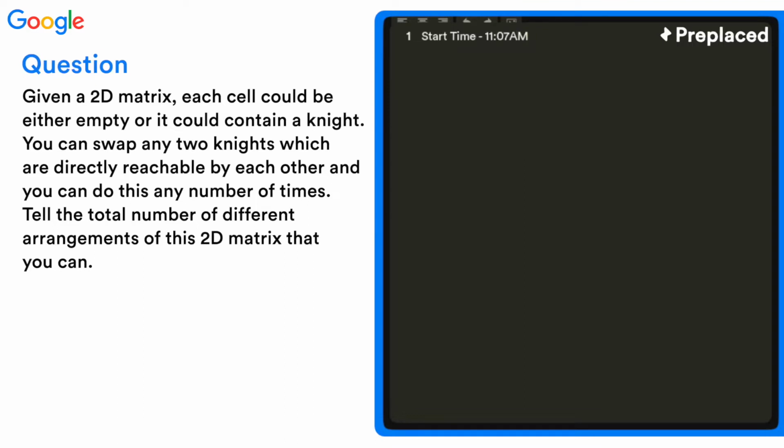So yeah, the first question is that you are given a 2D matrix, and each cell could be either empty or it could contain a knight. You know what a knight is? In the chessboard? Have you ever played chess, wherein you know how a knight moves? Like 1, 2, or 2, 1, something like that.